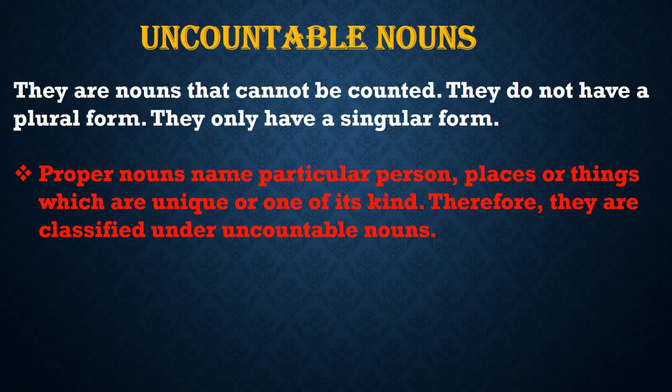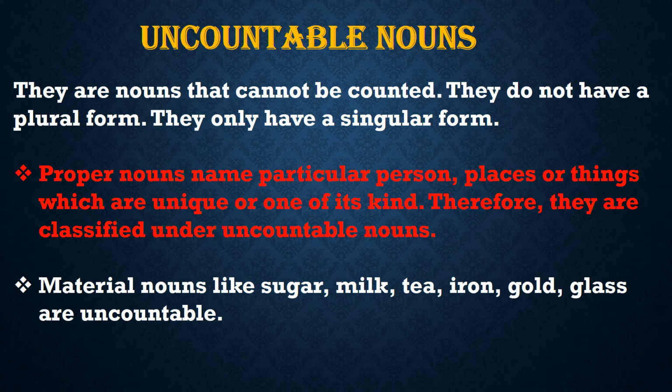Okay. For example, we have read Sachin Tendulkar. Okay, you cannot count, right? Sachin Tendulkar is a single person, is one person. Okay, so you cannot count him. So that's why a proper noun is an uncountable noun. Next, material nouns are also uncountable, like sugar, milk, tea, iron, gold, glass. They all are uncountable. You cannot count them. Okay, so material nouns are also like that, which cannot be counted.